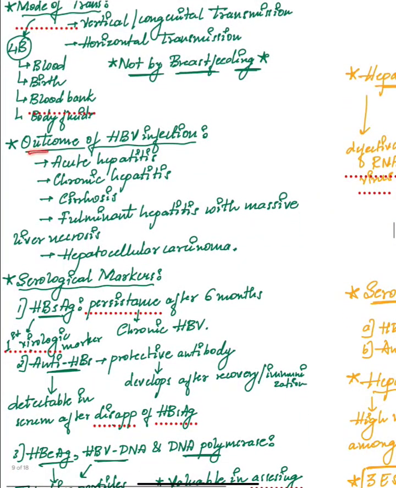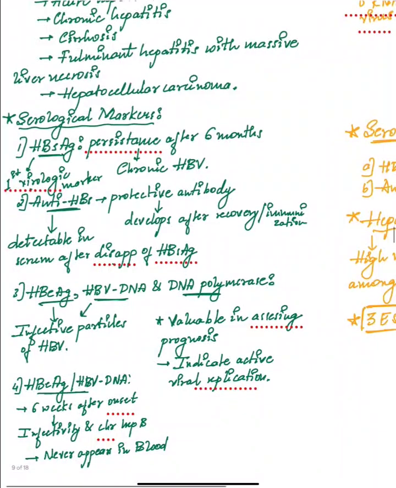What are the outcomes of the HBV infection? The outcomes may be acute hepatitis, chronic hepatitis, cirrhosis, or fulminant hepatitis with massive liver necrosis, or hepatocellular carcinoma. The serological markers are HBsAg, persistent after 6 months. This may lead to chronic HBV. It is the first virological marker.